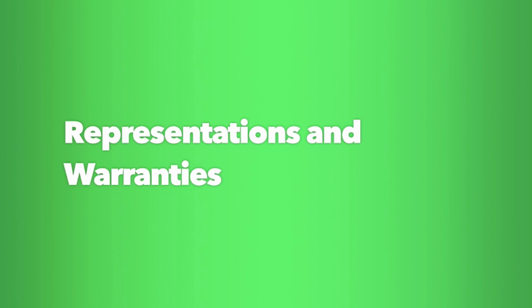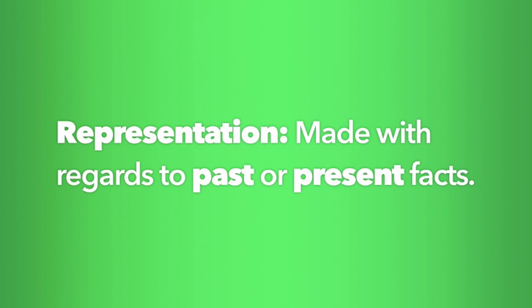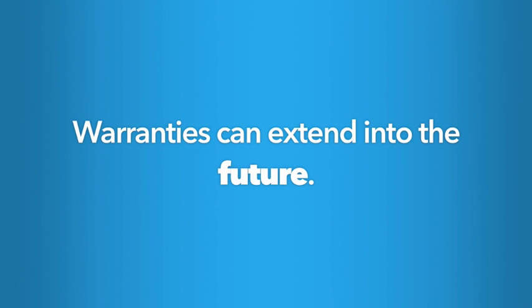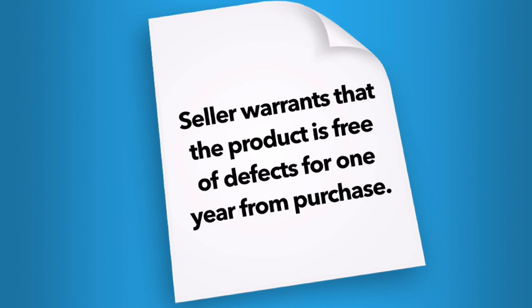Now, technically, representations and warranties are not synonyms. Briefly, a representation can only be made with regard to past or present facts. The verb must be in the past or present tense. A warranty is a promise that a fact, usually regarding the condition of something, is true. Unlike representations, warranties can extend into the future. So, for example, "Seller warrants that the product is free of defects for a period of 1 year from purchase."